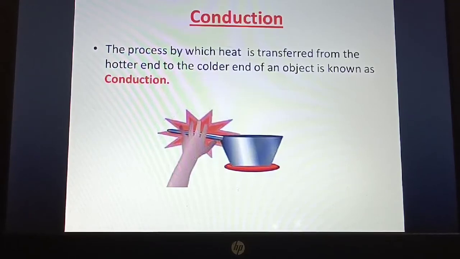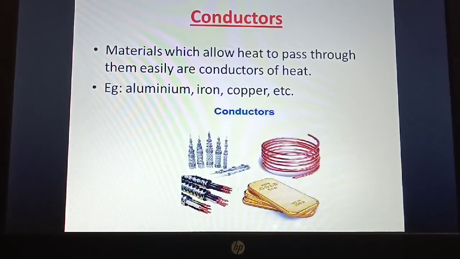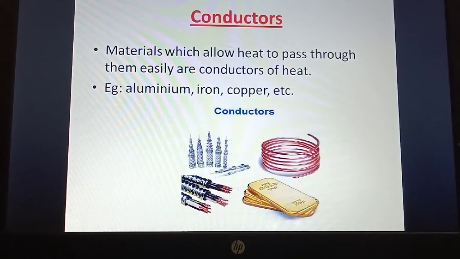Now if you see, there are conductors and insulators, isn't it? What are conductors? There are different types of conductors. So remember, all your metals are different types of conductors. Materials which allow heat to pass through them easily are conductors of heat. So those materials allow the heat to pass through them. For example, metal wire.